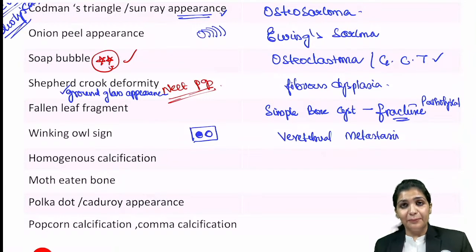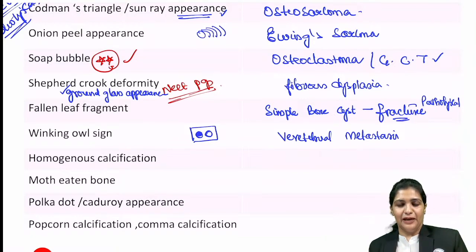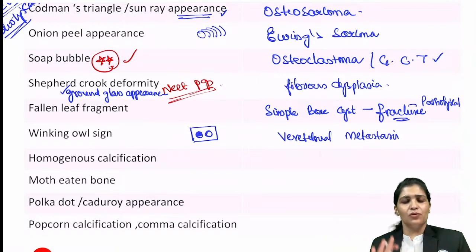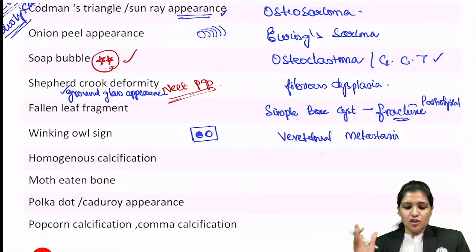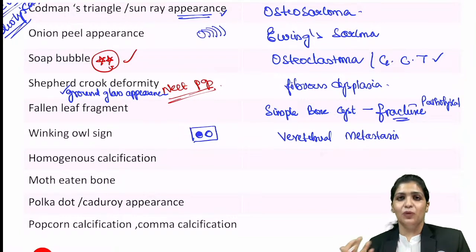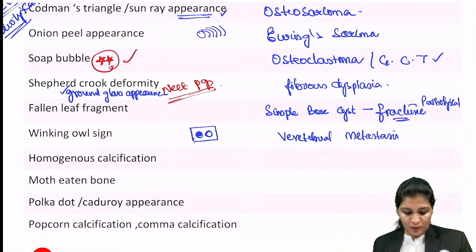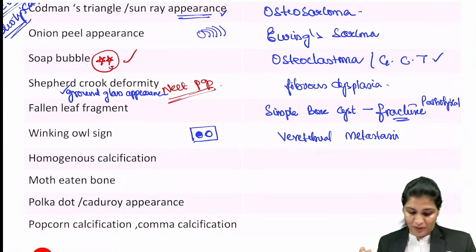When it is primary, the most common would be multiple myeloma, but among everything, the most common is secondaries. Among the secondaries, the most common site is the vertebrae, that is the thoracic vertebrae. There you see what is called the vertebral metastasis, that is the winking oval sign.